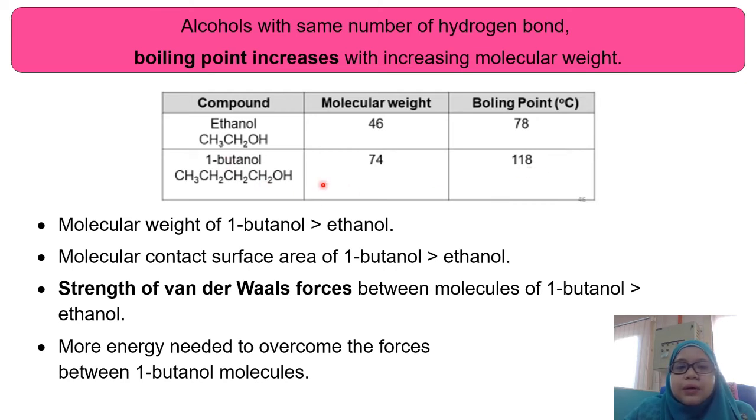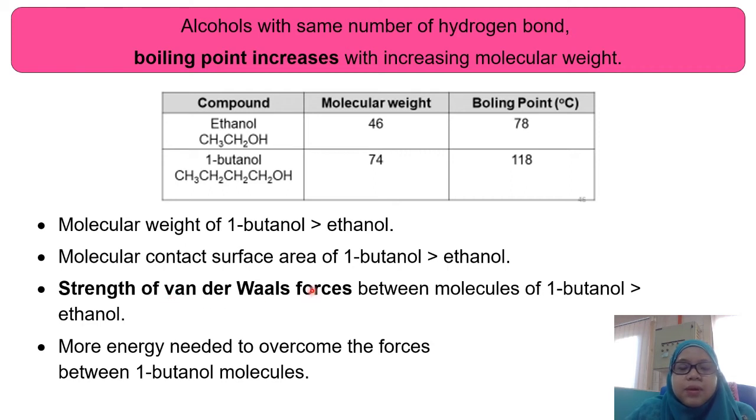So we look here, the boiling point of 1-butanol is greater than ethanol. Why? Because when the molecular weight of 1-butanol is greater than ethanol, the molecular contact surface area of 1-butanol is greater than ethanol. So the strength of van der Waals force between molecules of 1-butanol is greater than ethanol. So more energy is needed to overcome the force between 1-butanol molecules because of the strength of van der Waals force.